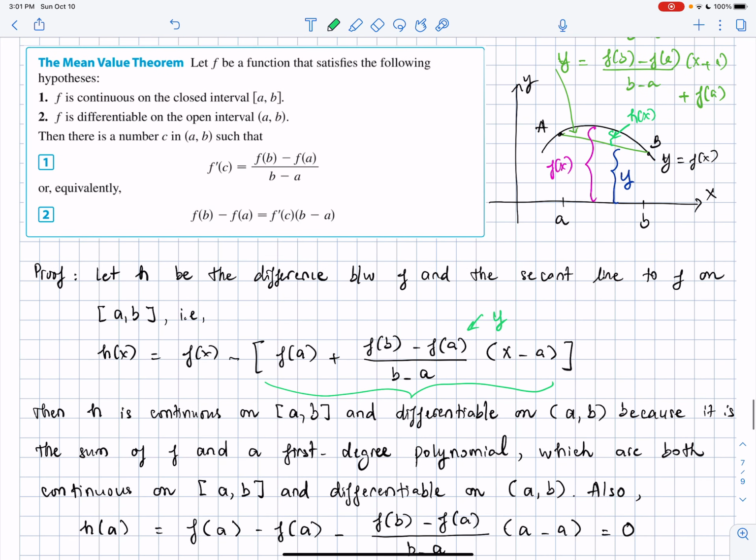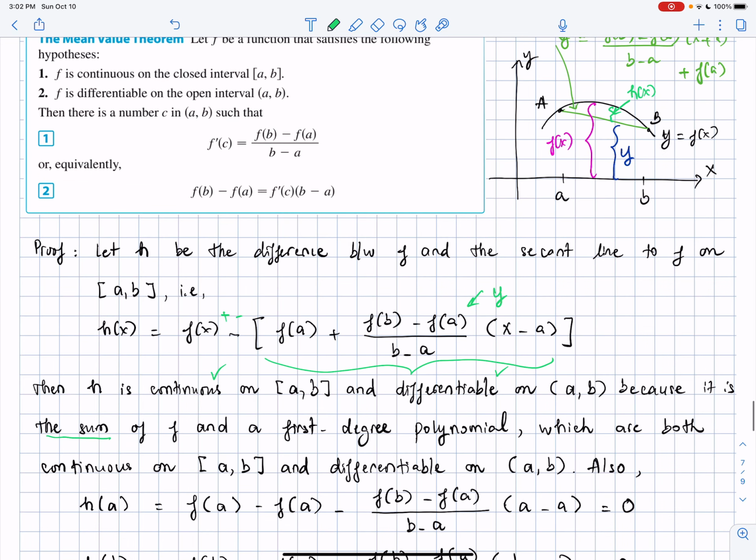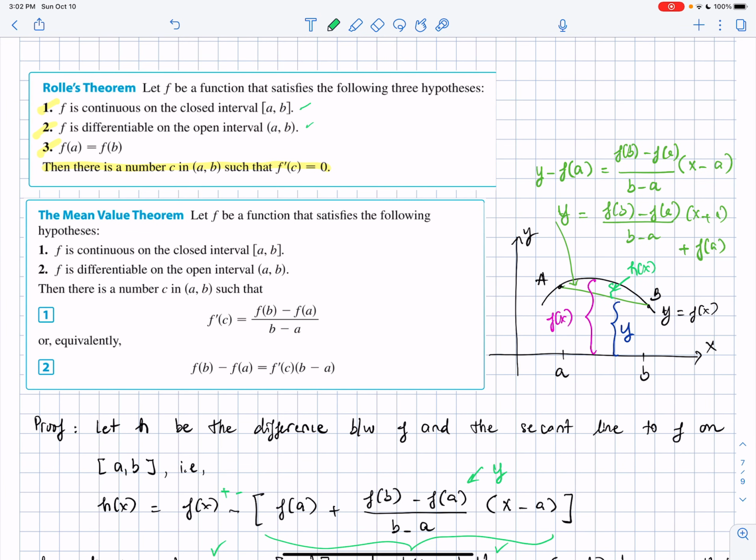Then what do we know about the function h of x? It is continuous on the closed interval [a, b], and differentiable on the open interval (a, b). The reason why is that it is a subtraction, right? This is like plus and minus. This is the difference of the function f and a first degree polynomial, which are both continuous on the closed interval [a, b] and differentiable on (a, b). So that means we have the number 1 and number 2 conditions in Rolle's theorem.